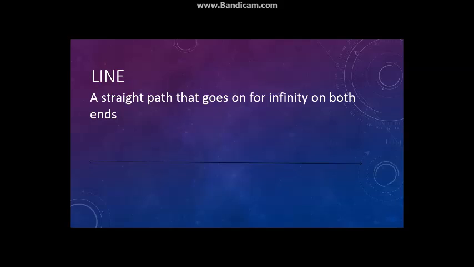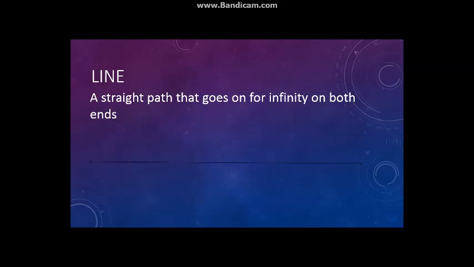This is a straight side. This is a line, a straight path that goes on for infinity on both ends. So like this is point A, point B, but this still has 2 arrows which means it goes on indefinitely.